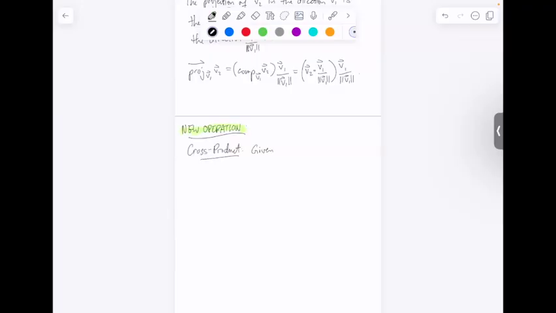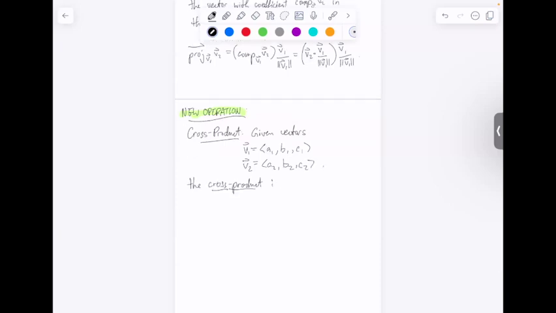Okay, so given vectors v1 with components a1, b1, c1, and v2 with components a2, b2, c2, the cross product is the following. It's a slightly weird formula, but here's what it is. v1 cross v2, it's called cross because it's a multiplication symbol like a cross. It's actually a vector, all right? So instead of outputting a number like before, it outputs a vector given by the following formula.